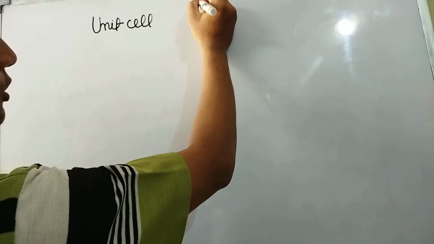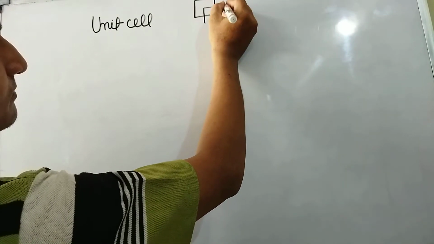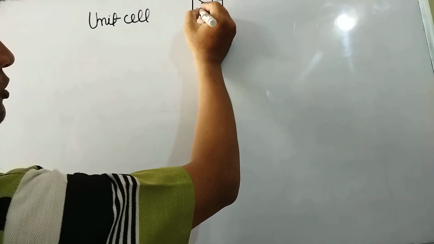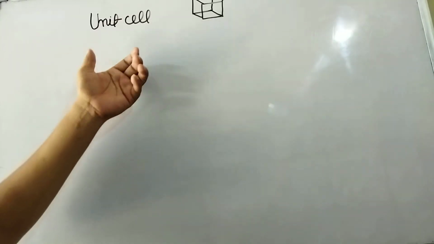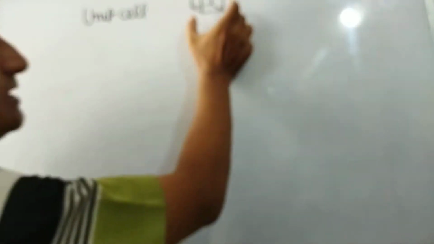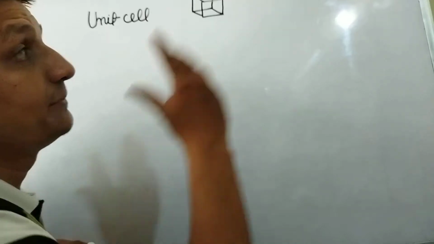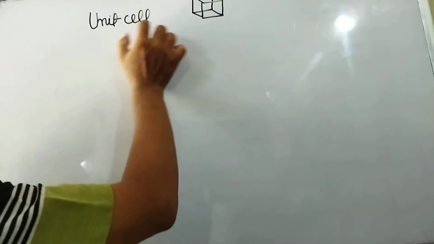The smallest block or geometrical portion which, when repeated in different directions, produces the entire crystal. It's called a unit cell. A unit cell is the smallest block or geometrical figure which, when repeated in different directions, produces the entire crystal.